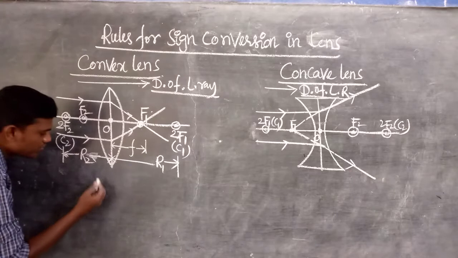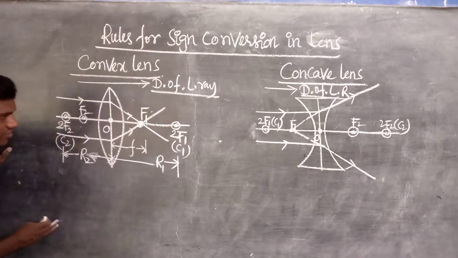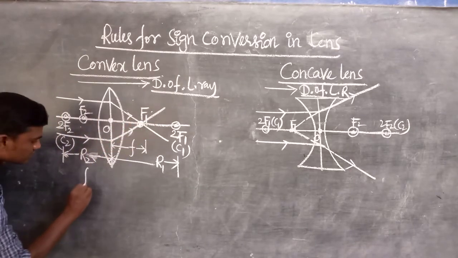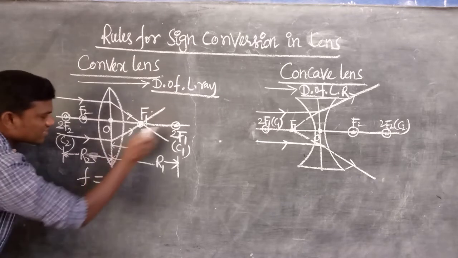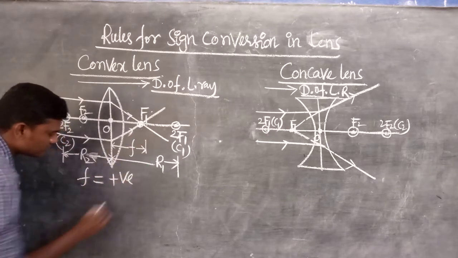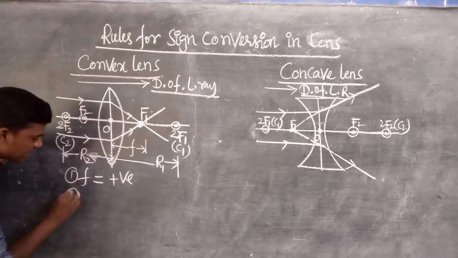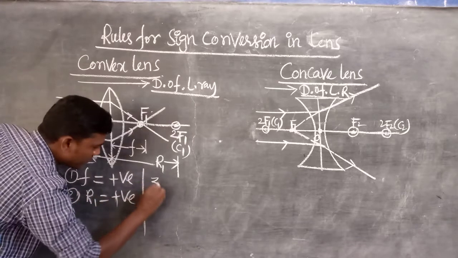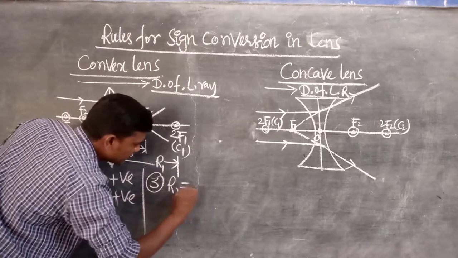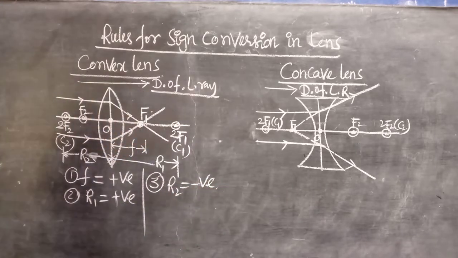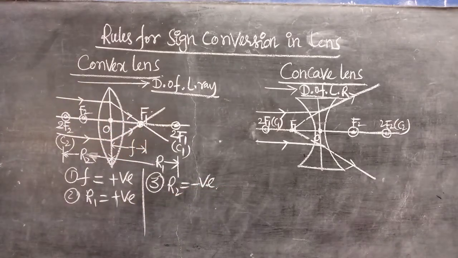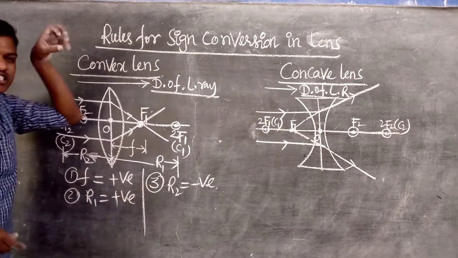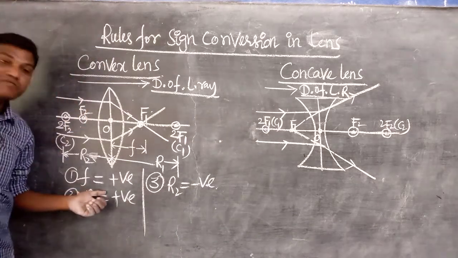Now from this, you observe the rules for sign convention. What are you considering here? F is positive, first one. Next, R1 is positive, third one. R2 is negative. It is very important. There are some numericals about this, and while solving those numericals, it is useful for you.